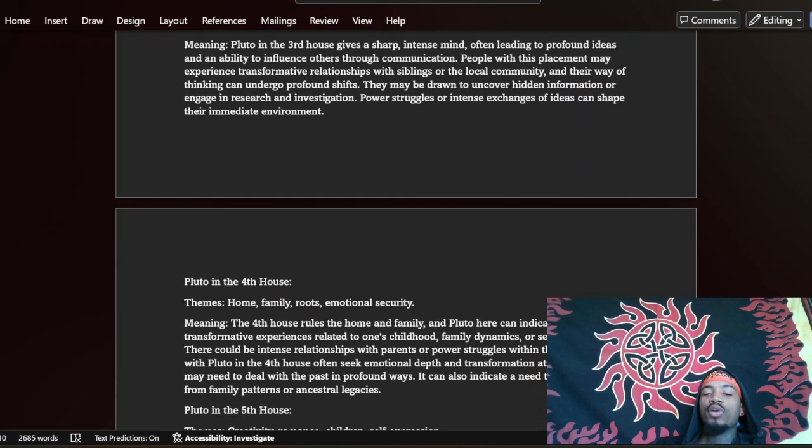So now Pluto in the fourth house. So now when Pluto goes in the fourth house, the themes: home, family, roots, emotional security, right? So now the fourth house rules the home and family, and Pluto here can indicate transformative experiences related to one's childhood, family dynamics, or sense of security. There could be intense relationships with parents or power struggles with the family, right? So people with Pluto in the fourth house often seek emotional depth and transformation at home, and they may need to deal with the past in profound ways. It can also indicate a need to break free from a family pattern or ancestral legacies.